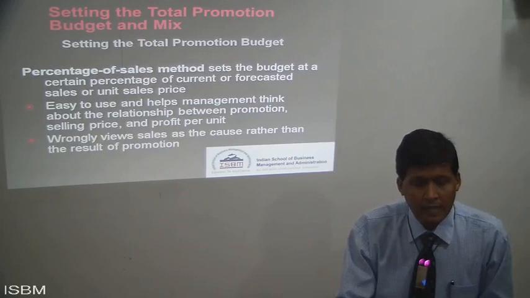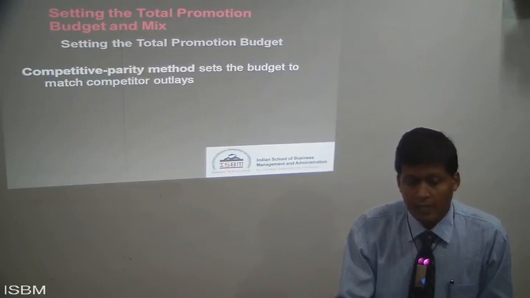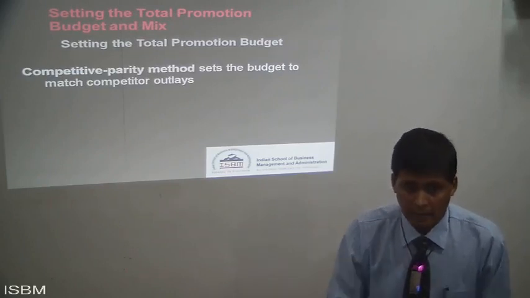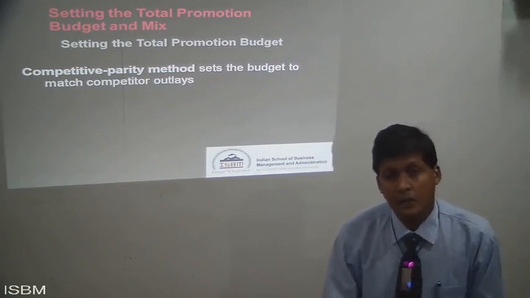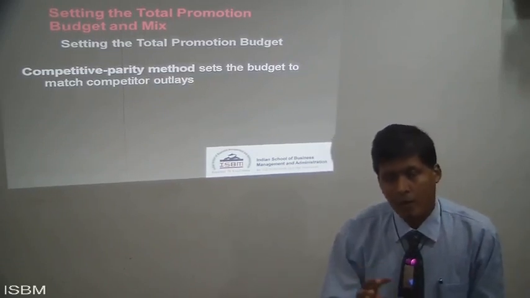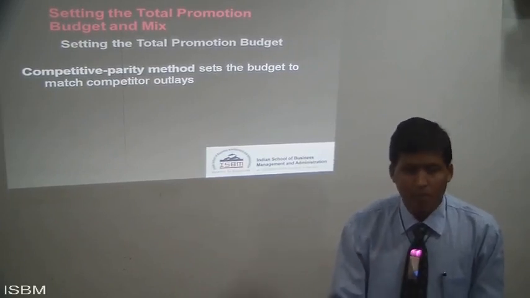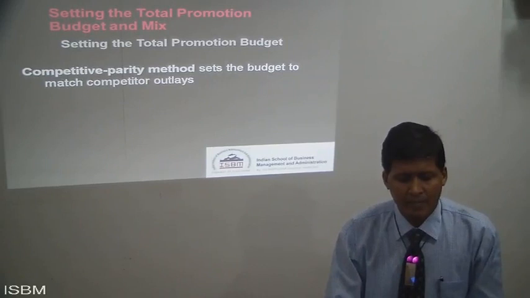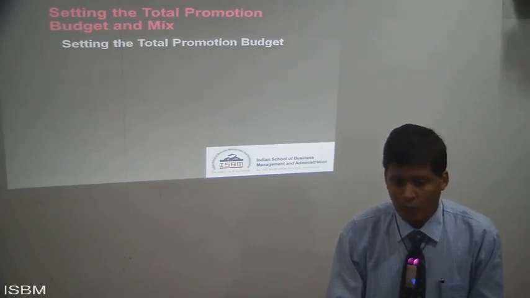Wrongly views sales as the cost rather than the result of the promotion. Or it could be the competitive parity method. That means they will look into what competitors are doing, how much money competitors are spending. So the competitive parity method sets the budget to match competitors' outlay. It could represent industry standards and avoids promotion wars as well.